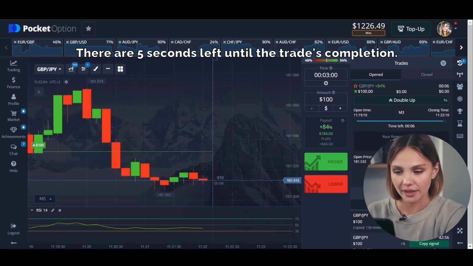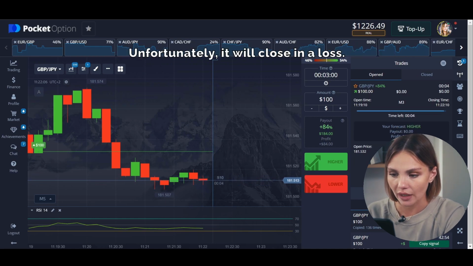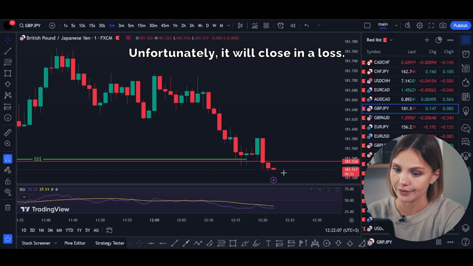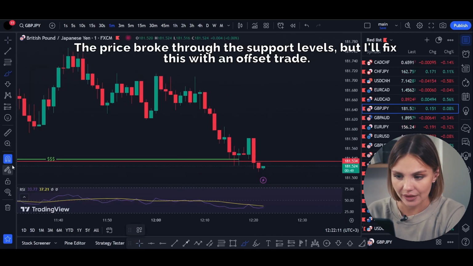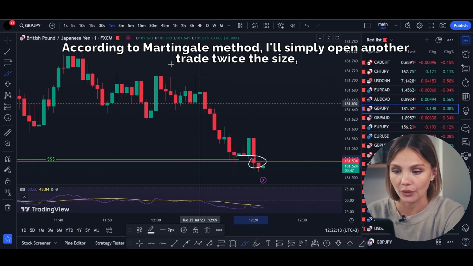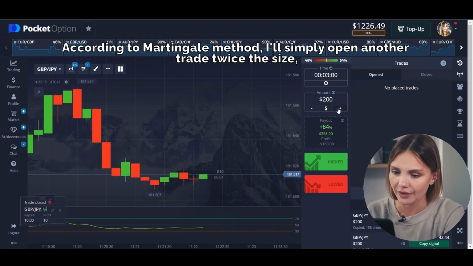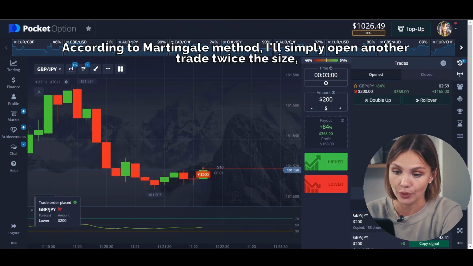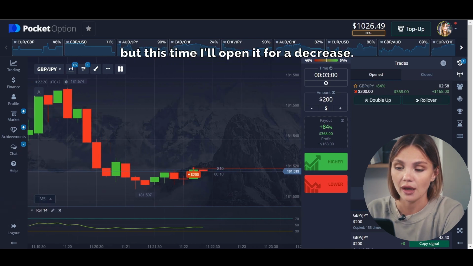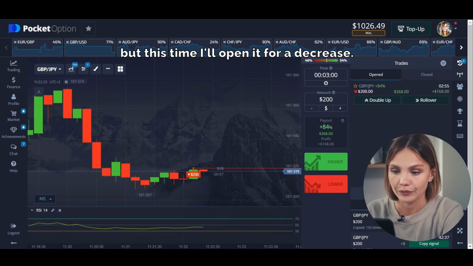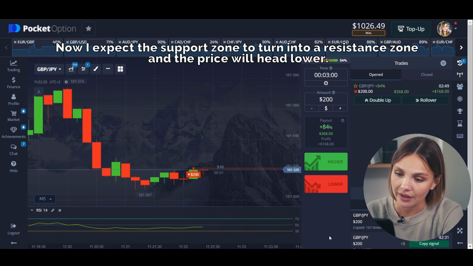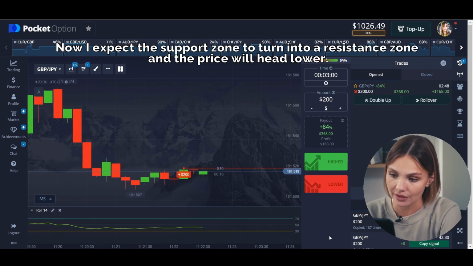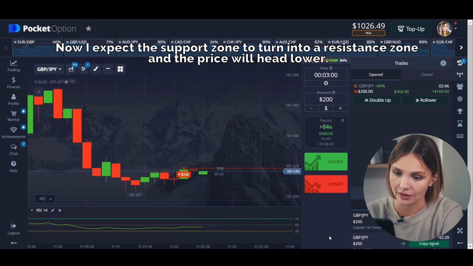There are 5 seconds left until the trade's completion. Unfortunately, it will close in a loss. The price broke through the support levels, but I'll fix this with an offset trade. According to the martingale method, I'll simply open another trade twice the size, but this time I'll open it for a decrease. My analysis wasn't entirely accurate, and the price did break through the support zone. Now I expect the support zone to turn into a resistance zone, and the price will head lower.